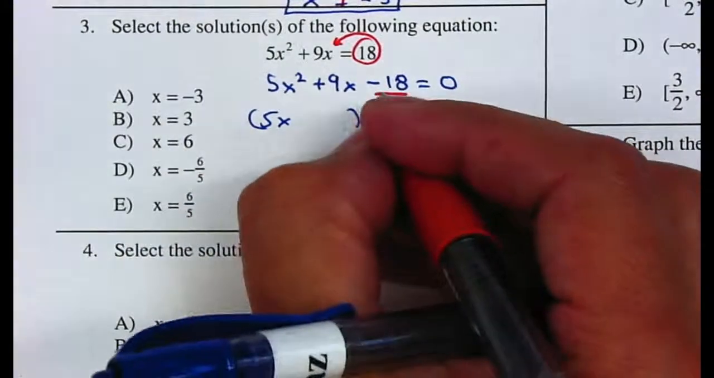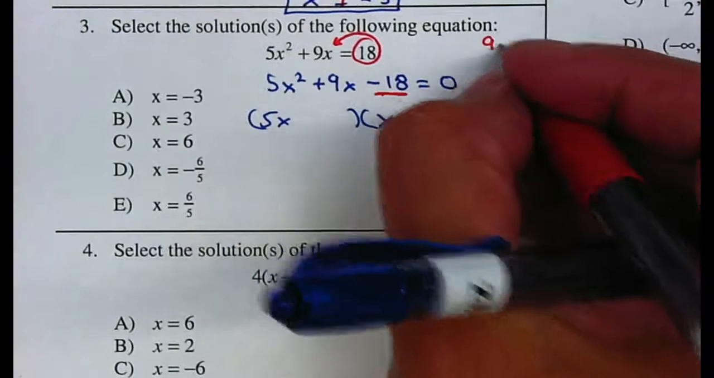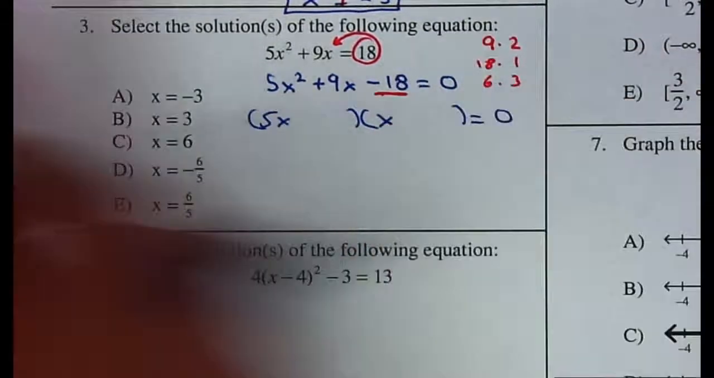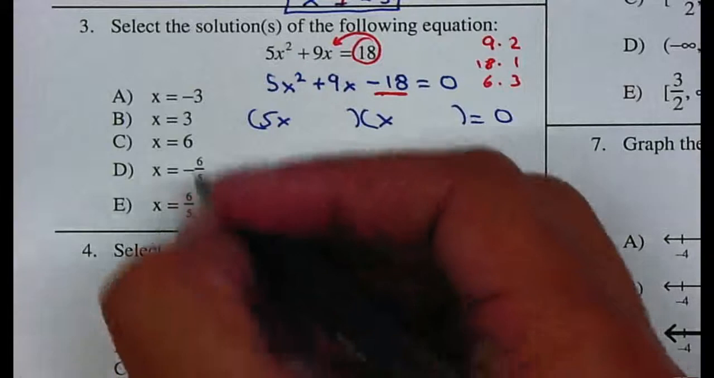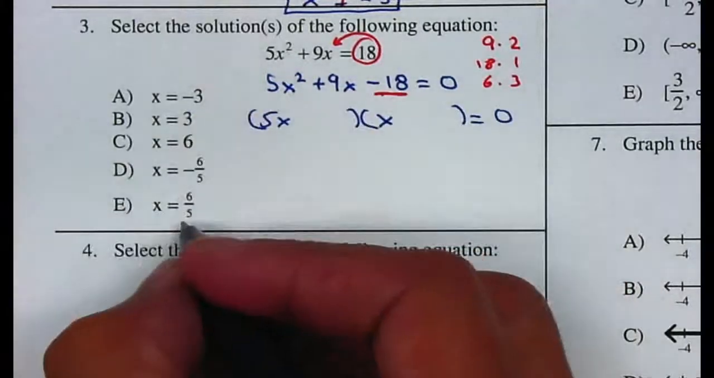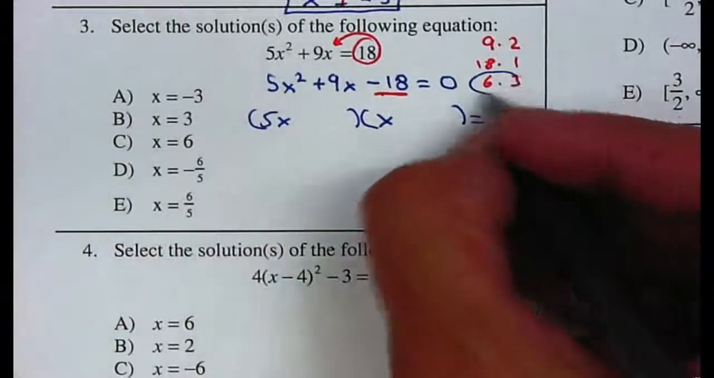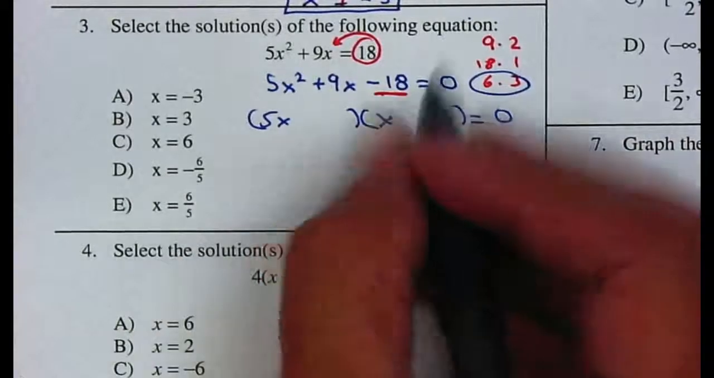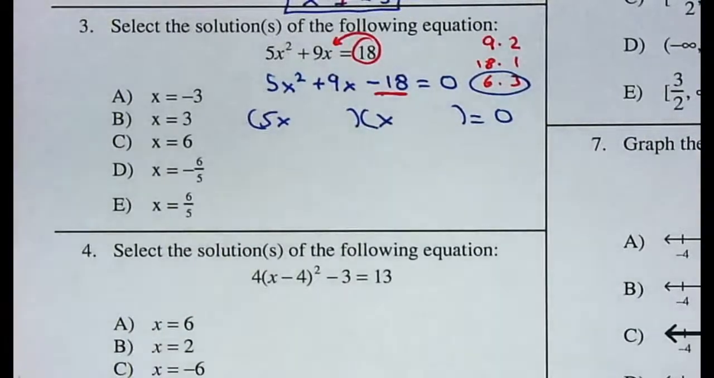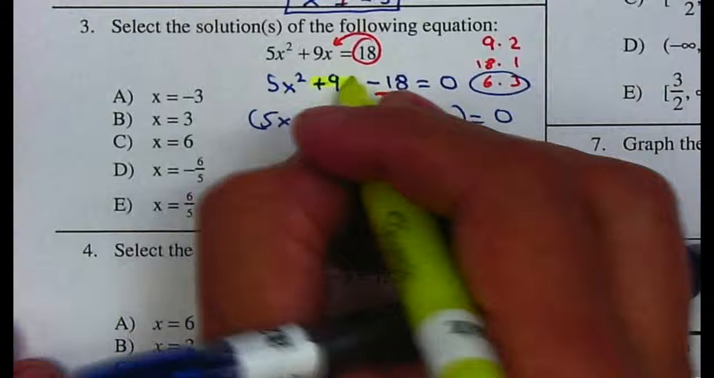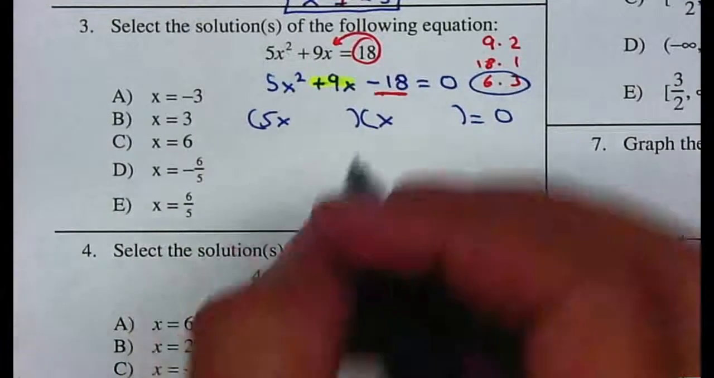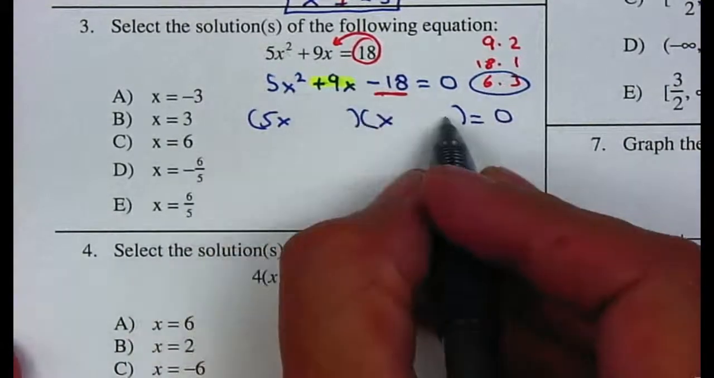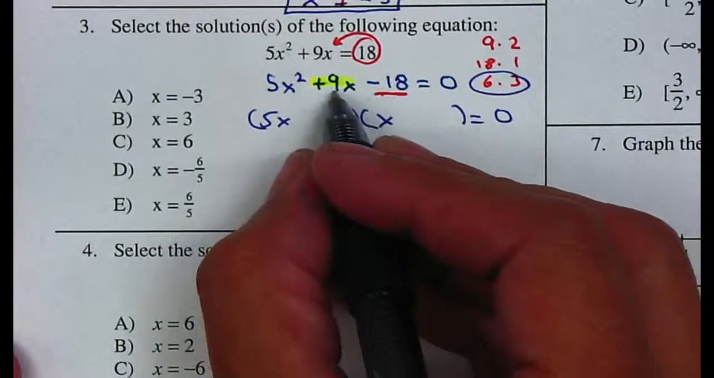Factors of negative 18: it's either 9 times 2, or 18 times 1, or 6 times 3. Now, a lot of the times you can guide yourself through the answers, and the only ones that I see are my 6 and 3. Now, this is a negative, so one negative, one positive. They need to add up to a positive 9.